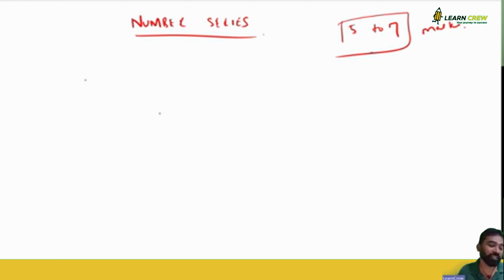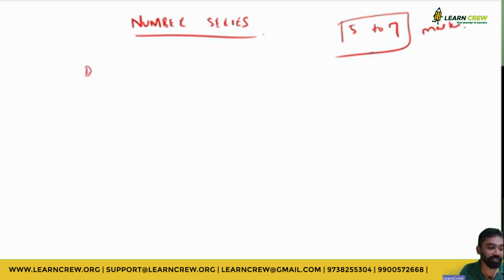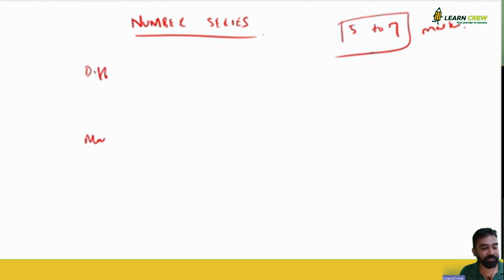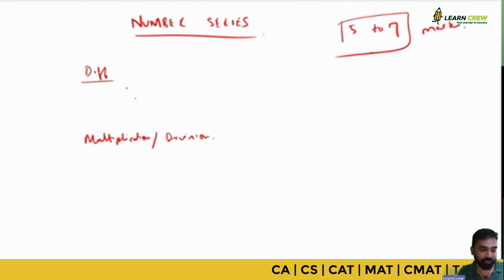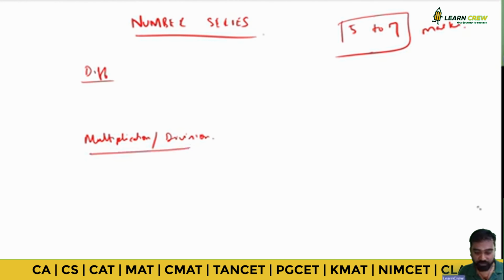Okay. Now see here, you can either have a difference, or you can have a multiplication or division order. Now, if I tell a difference, online you are able to hear me, right? My voice is audible to all? Yes.